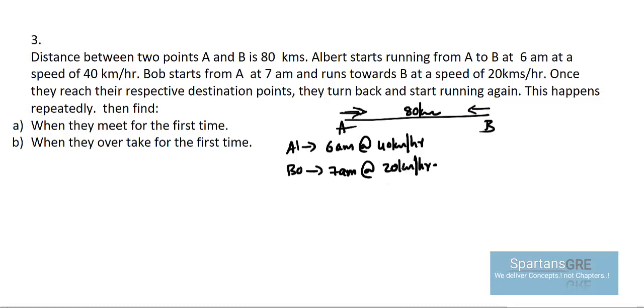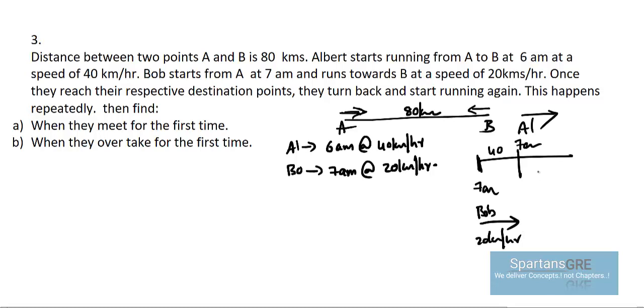But when will the overtaking happen? Suppose A is Albert, he starts at 6 a.m. and at 7 a.m. he will be here, right? Albert will be there, and this distance is 40 kilometers, and he will be running in this direction. And at 7 a.m., Bob will be here pointing towards this direction, and his speed is 20 kilometers per hour, and Albert's speed is 40 kilometers per hour. In this scenario, when will overtaking happen?